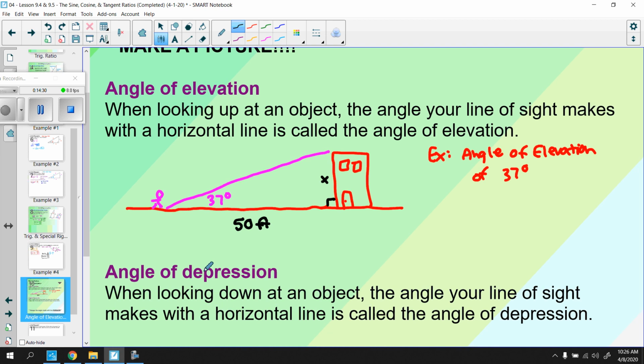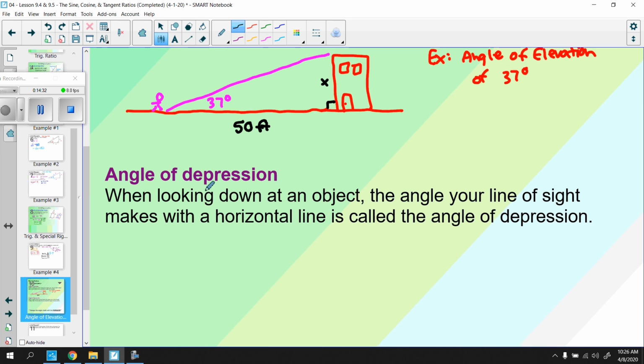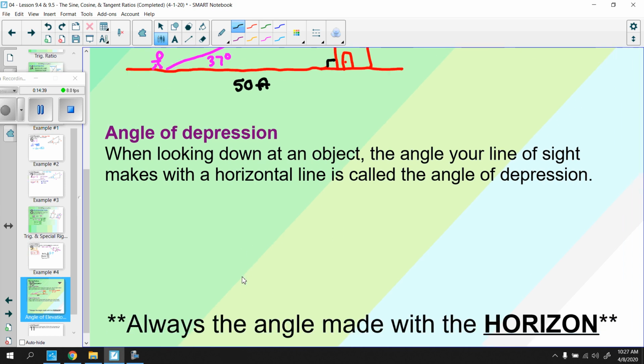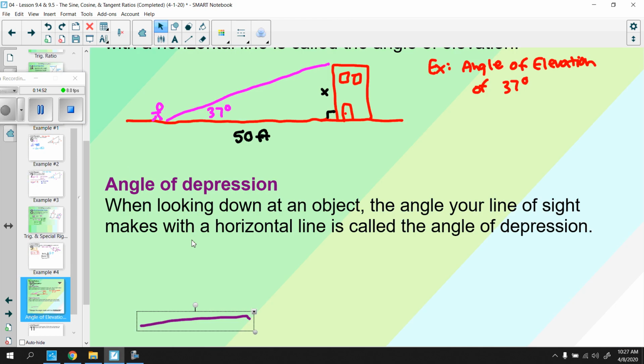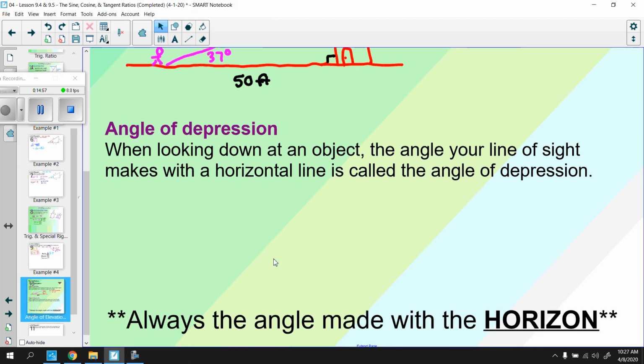Next vocab word. The next word is similar sounding, the angle of depression. This would normally be your sight line looking down at an object. So this would look like, again, you can almost start with the same type of picture here. So we're looking at the ground level. We'll put it in the same spot that we had the last one. So here's the ground level.